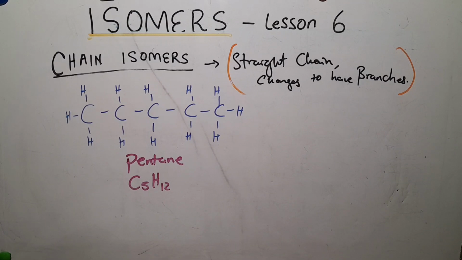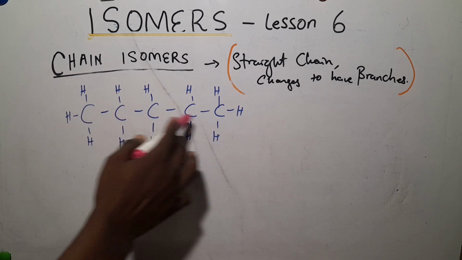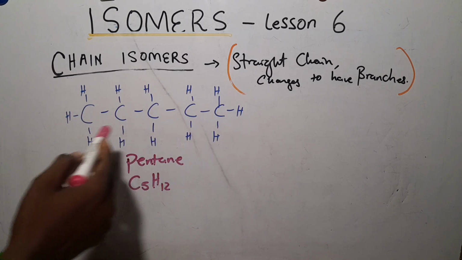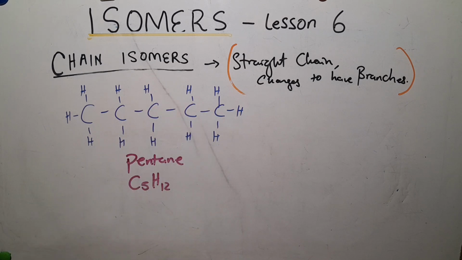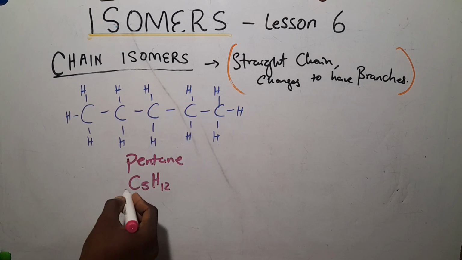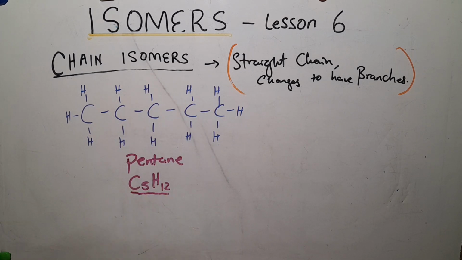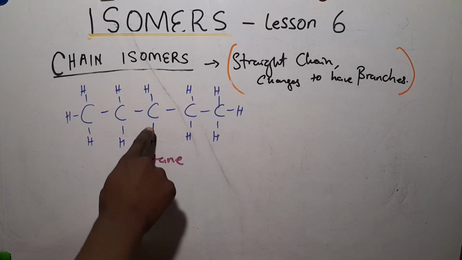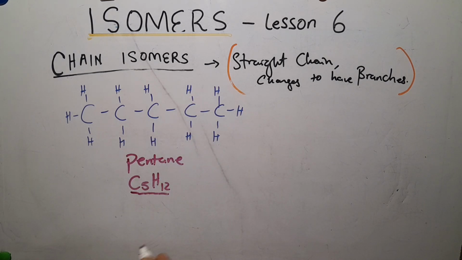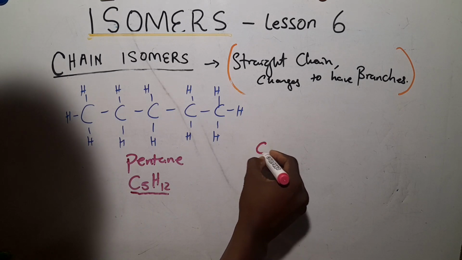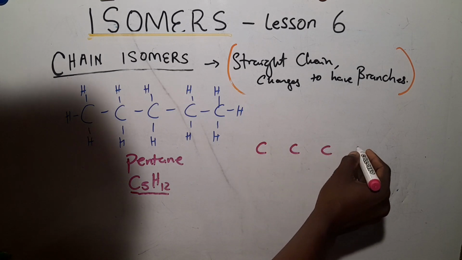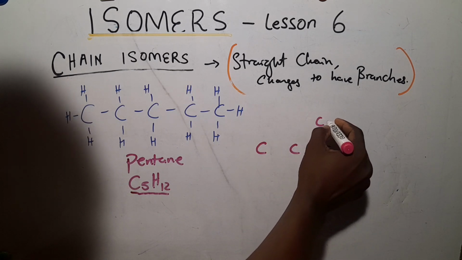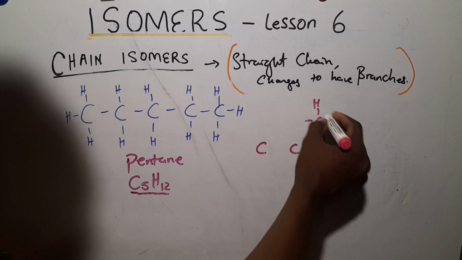So let's try with this pentane. As you can see, pentane has 1, 2, 3, 4, 5 carbons, so it's C5H12. Let's see what happens if we remove this carbon and place it there to make a branch. It means that this now becomes C, C, C, C, and a branch there.